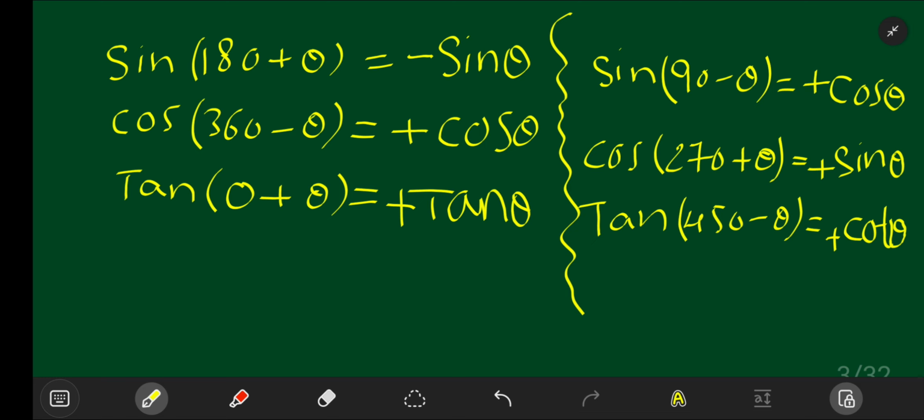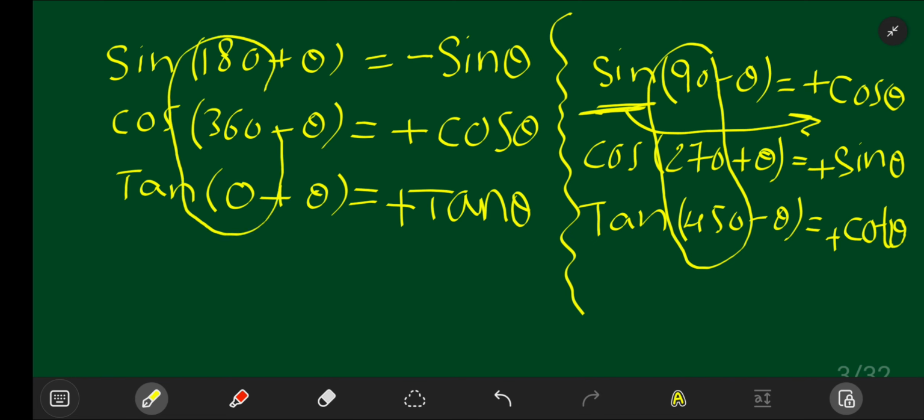When theta is added or subtracted with 90, 270, 450 these angles, the trigonometric function changes. When theta is added or subtracted with 180 degrees, 360 degrees or 0 and so on, then there is no change in trigonometric function. Okay, just remember this.